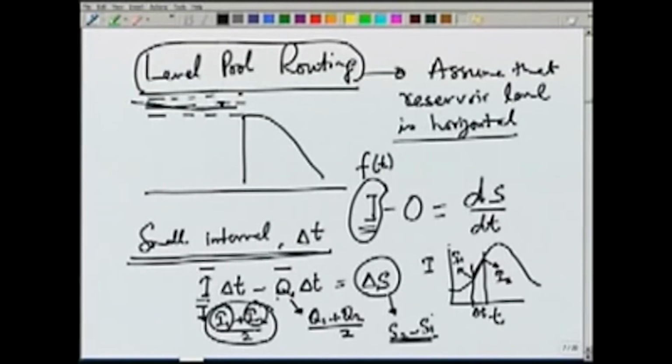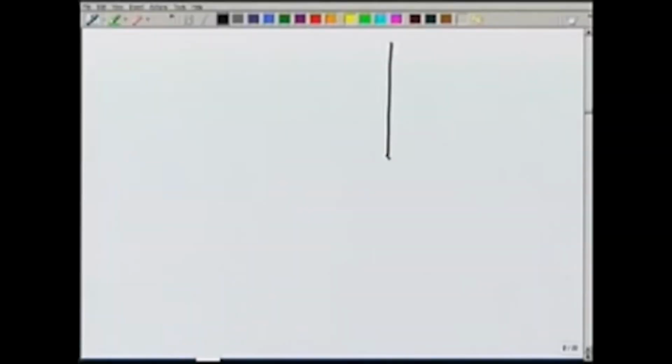So, using this equation, now we would like to route the flow through the reservoir and see what kind of outflow we get for a given inflow. The information available to us would be the inflow curve, we also should know how the storage changes with H and how the outflow changes with H.